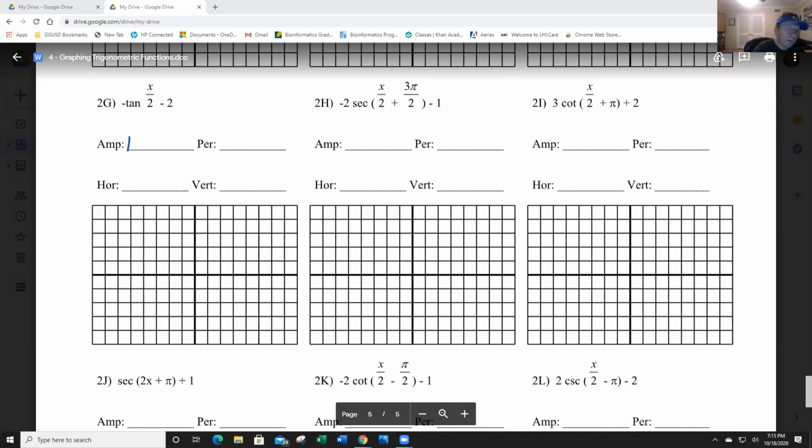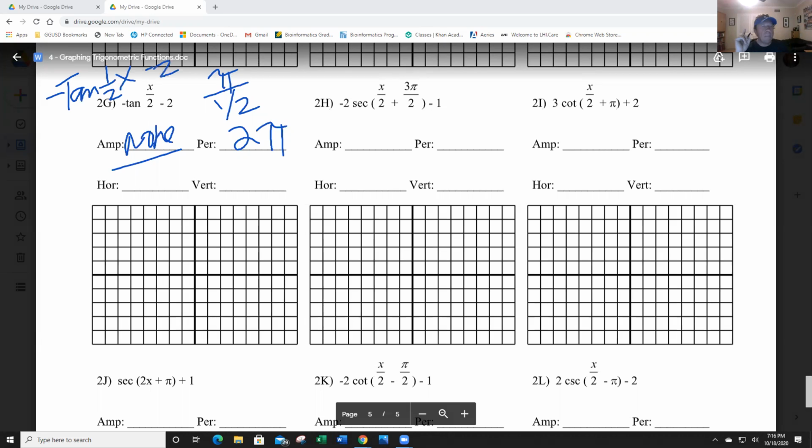We don't even talk about that. There just isn't one that we have, not even on the scaffold. The period is going to be 2 pi. Now, how did I get that? That is pi divided by a half, because this could be rewritten negative tangent 1/2 x minus 2. And remember, the period of tangent is pi. And then if I want to adjust it because of the b value, I'm going to divide by a half, and I got 2 pi. 2 pi is 4 boxes.